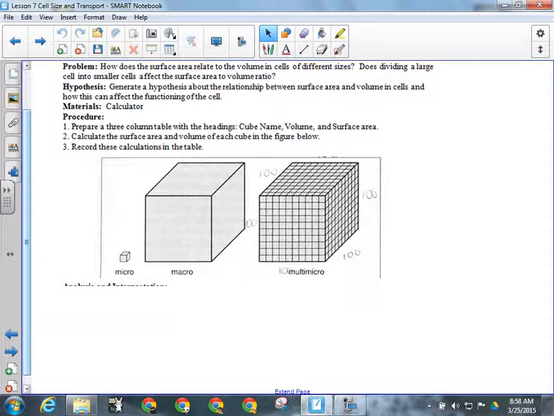Okay, well, there might be some competition for sure, but in terms of volume and surface area, is multi-micro going to be better than macro or worse than macro? Better, yeah. Okay, because it isn't one single cell, it's many. It's 1,000 actually. Okay, there's 1,000 little cubes in here.